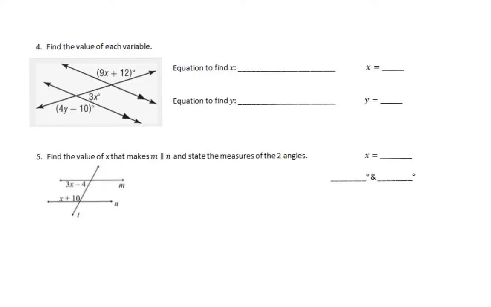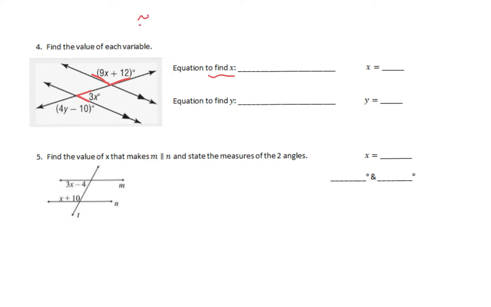Okay, so find the value of each variable. We did this in pretty much every class, but I'm going to start with the x because that's what they tell me. And I don't really even know what to call those angles. One's interior, one's exterior. They're on opposite sides. I don't have a name for this. But what I do know is that the 3x is acute, and the 9x plus 12 is obtuse.